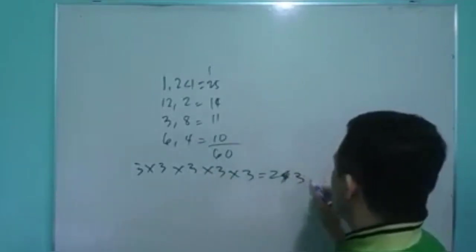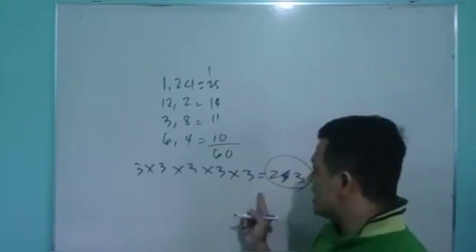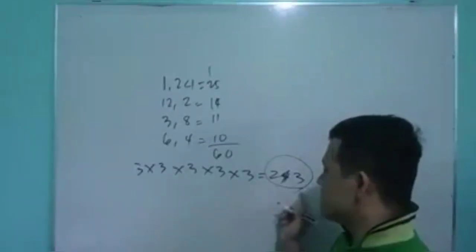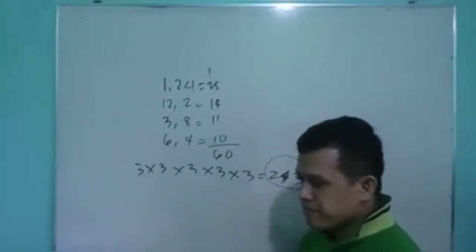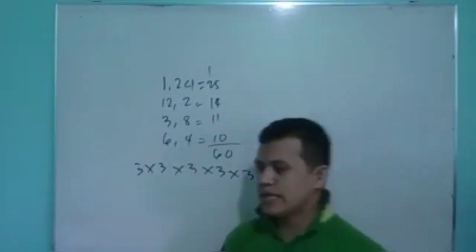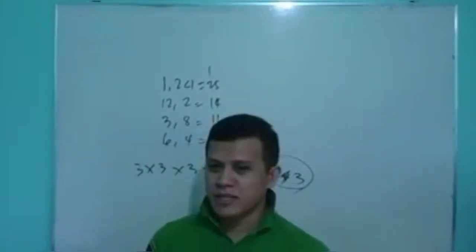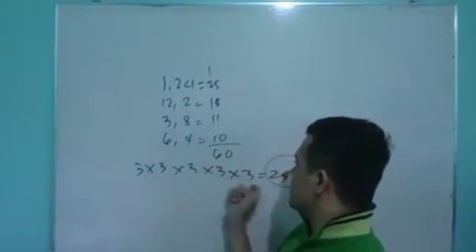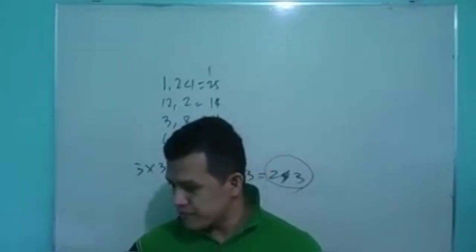243 is still less than 250, because if you multiply by 3 one more, it will be more than 700. It does not conform with the condition that's given, which is below 250. So there's 1, 2, 3, 4, 5. There are only 5 3's. The answer there is letter C for number 2.